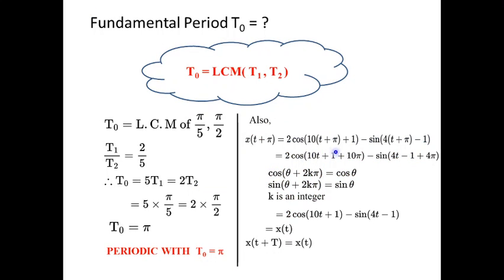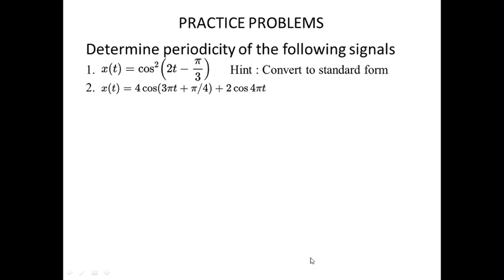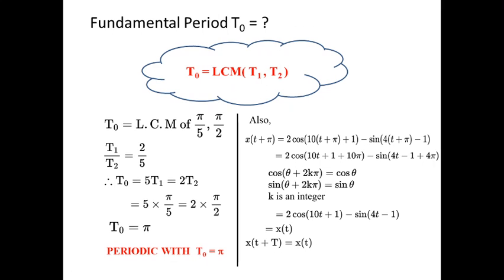You can see that we have cos of theta plus 10 pi. 10 pi is nothing but 2k pi, right? It's a multiple of 2 pi. So cos of theta plus 2k pi is cos theta, and similarly here sin of theta, where theta is 4t minus 1, plus 4 pi, is equal to sin theta. So obviously this will evaluate to 2 cos(10t plus 1) minus sin(4t minus 1), which is equal to x of t. Therefore x of t plus capital T is equal to x of t. So I hope you are clear with this procedure.